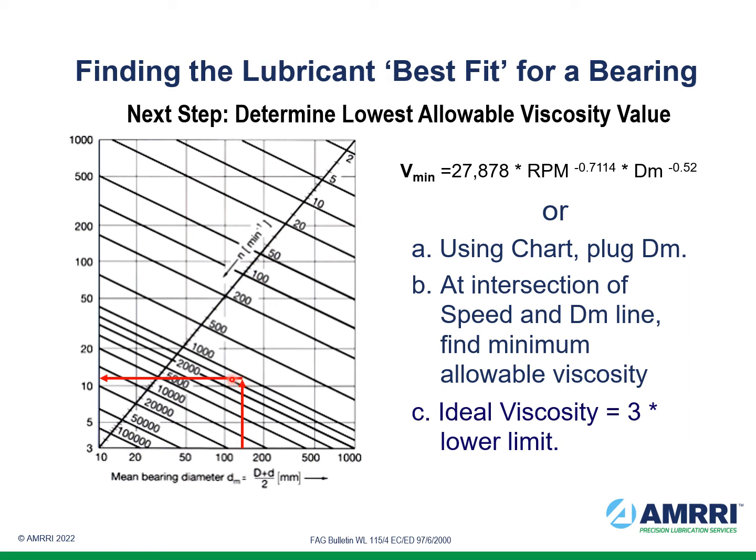Let's say in this example it is 1200 RPM. A 150 millimeter bore dimension at 1200 RPM gives us a drop dead viscosity value of 12 centistoke. We multiply that by 3, and now we have a target of 36 centistoke viscosity at operating temperature. That is a great fit for this bearing.